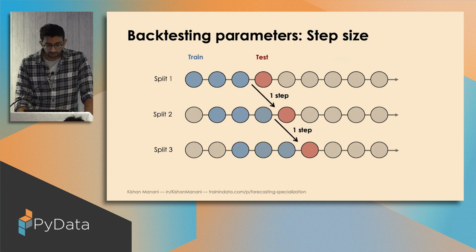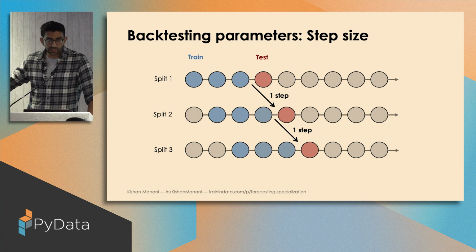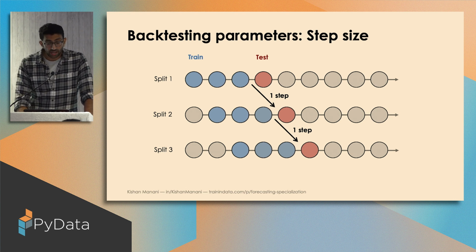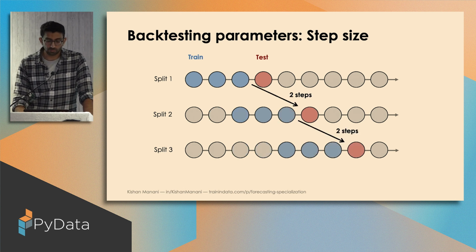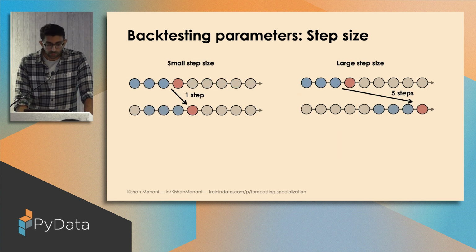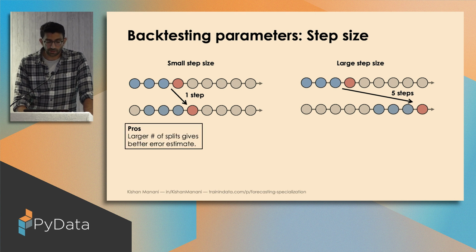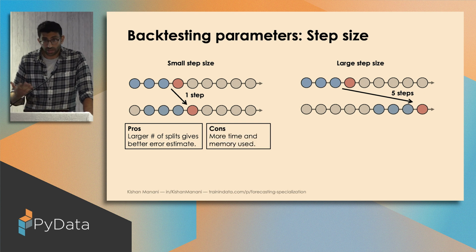The other parameter I mentioned was the step size. So once again, in most textbook examples, you'll just see these splits, you'll move forward one step at a time. That step size is actually negotiable. You could do multiple steps, and this would reduce the number of splits you have, and you can traverse your time series more quickly. So the advantage of having a very small step size is you'll have a larger number of splits, which will give you a better error estimate. The downside is you have more splits, and therefore it takes more time and memory.